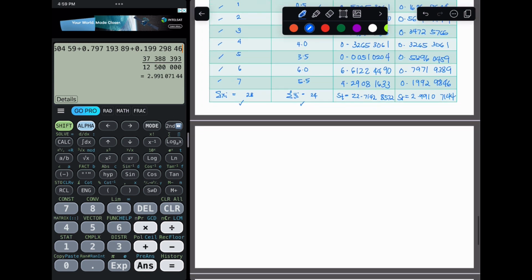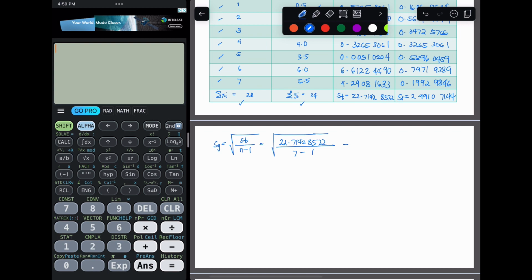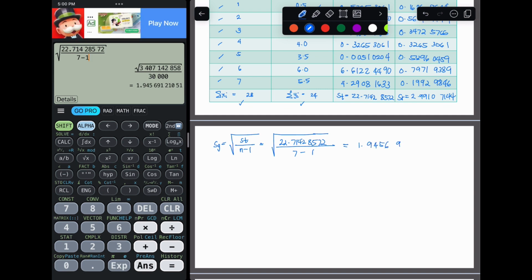So to get the standard deviation, standard deviation is ST over n minus 1. So our ST is 22.71428572 divided by 7 minus 1. So SY will be the square root of 22.71428572 divided by 7 minus 1. So we have 1.94569121.